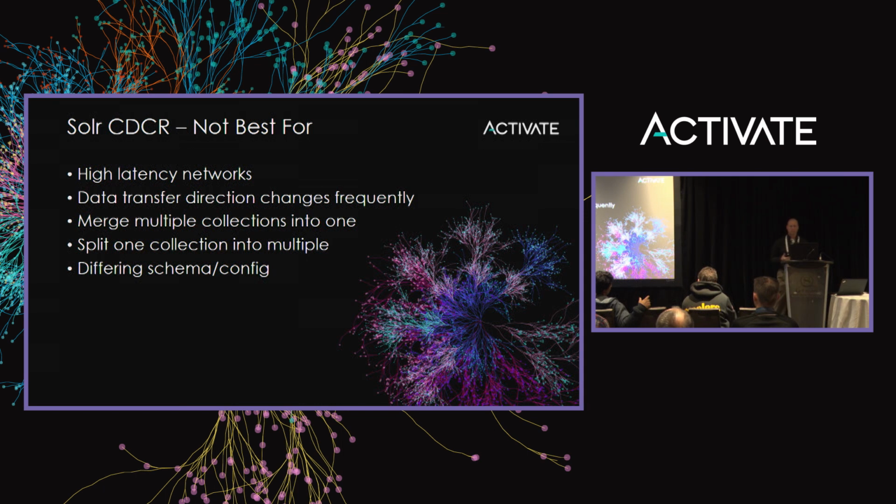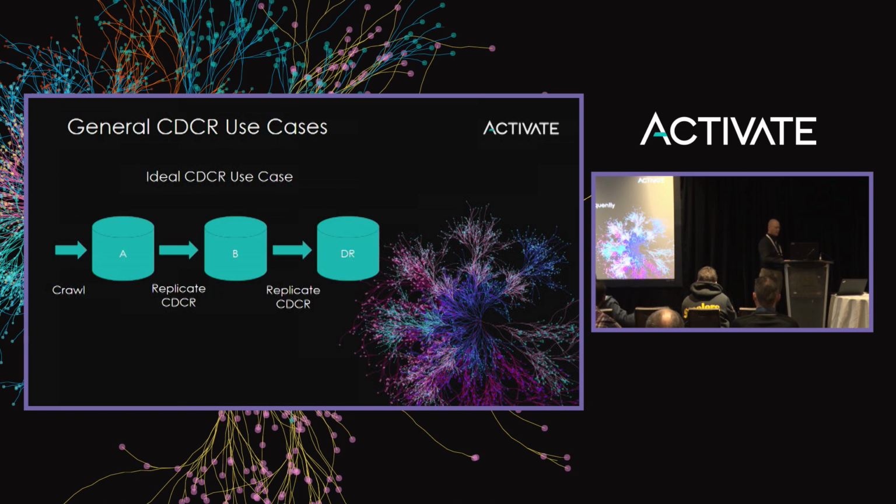Not great for, as I mentioned, high latency networks. If your data direction changes frequently, this may not be your best option. I mean, it'll work, but it's a real hassle for you. Solr doesn't really care. If you want to merge multiple collections into one, or if you want to split one collection into multiple, this may not be the best option. And if you have different schemas or configurations at either end, this may not be your best option. So for this particular use case, this is ideal. This is what CDCR was designed for, right? This particular crawl into, load data into A and copy it to B and DR.